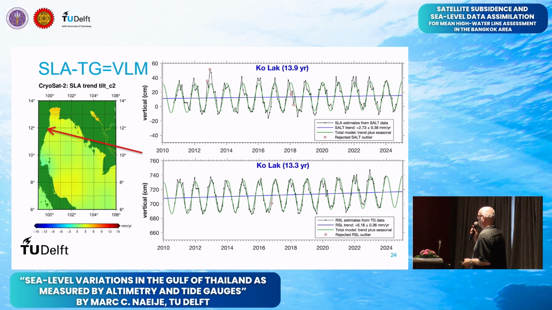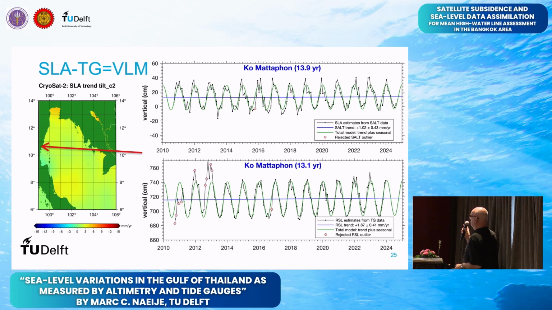One is at Colac. Here we have again the altimetry top plot and the tide gauge bottom plot. So here it would be something like -3 millimeter per year. So this is a clear subsidence. And a little bit more to the south, Komatapon. Also some subsidence here, like 1 millimeter per year.